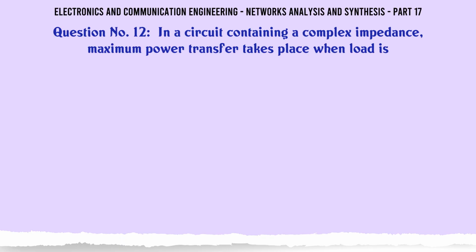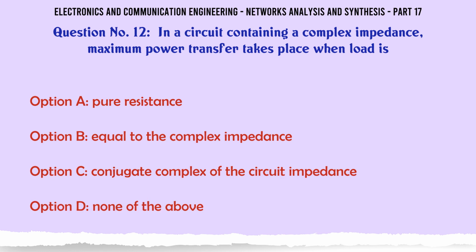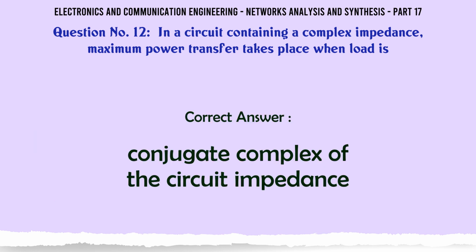In a circuit containing a complex impedance, maximum power transfer takes place when load is A. pure resistance, B. equal to the complex impedance, C. conjugate complex of the circuit impedance, D. none of the above. The correct answer is conjugate complex of the circuit impedance.